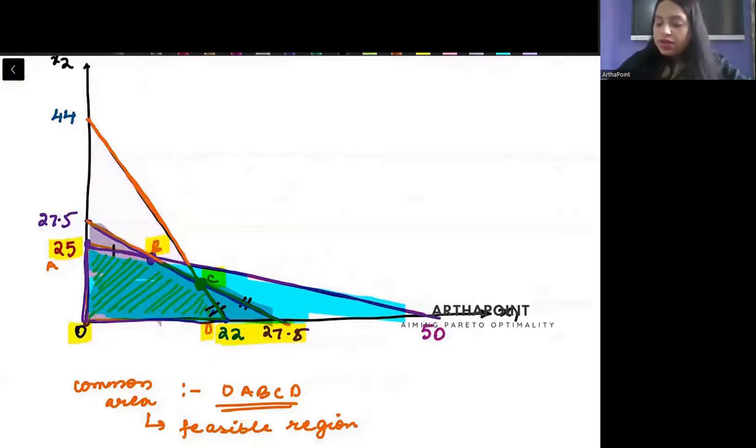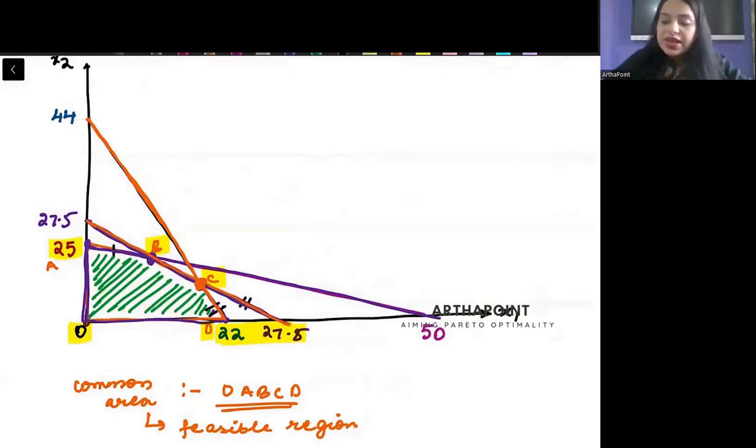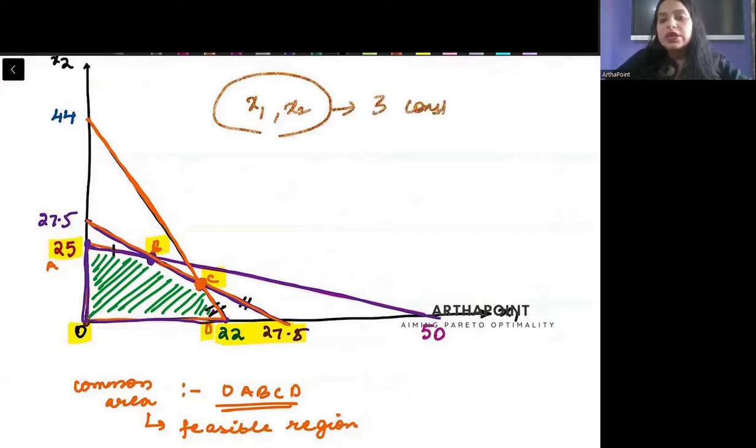The common area, because everything is shaded in this region, means this area represents those x1, x2s which satisfy all three constraints. Every constraint is satisfied by these x1s and x2s. Now, we want to check the value of the objective function at these x1s and x2s, but we want to make sure that we check them only on the points of intersections.